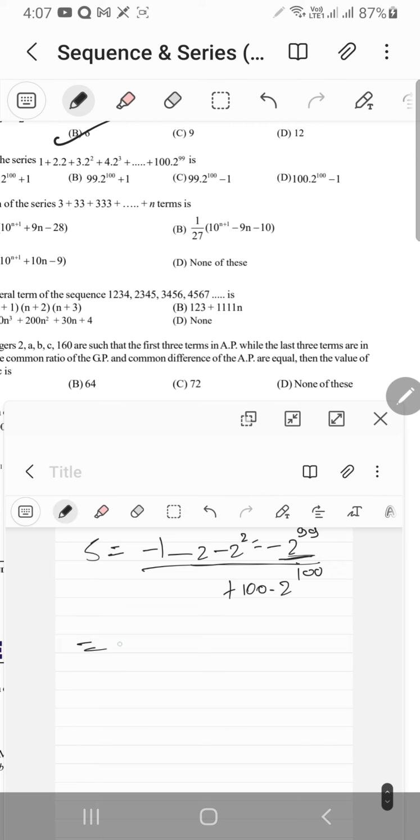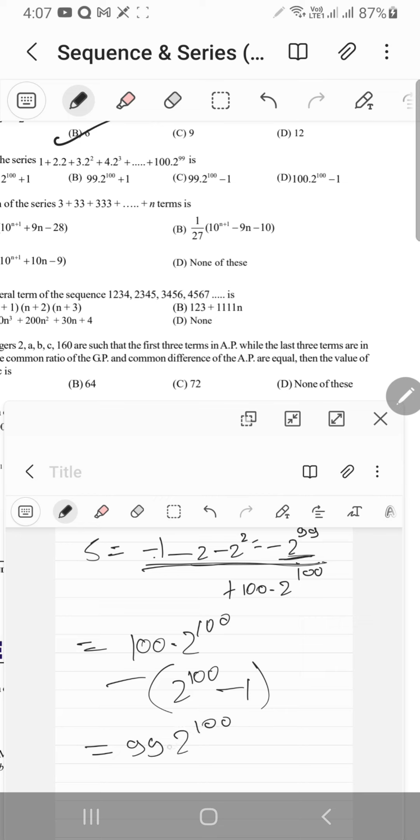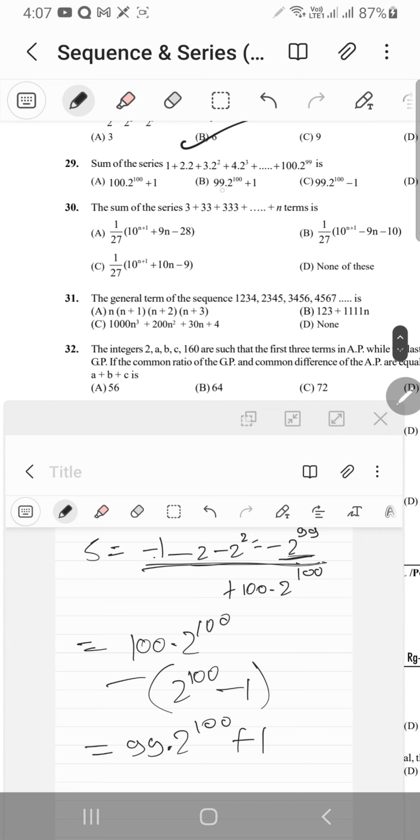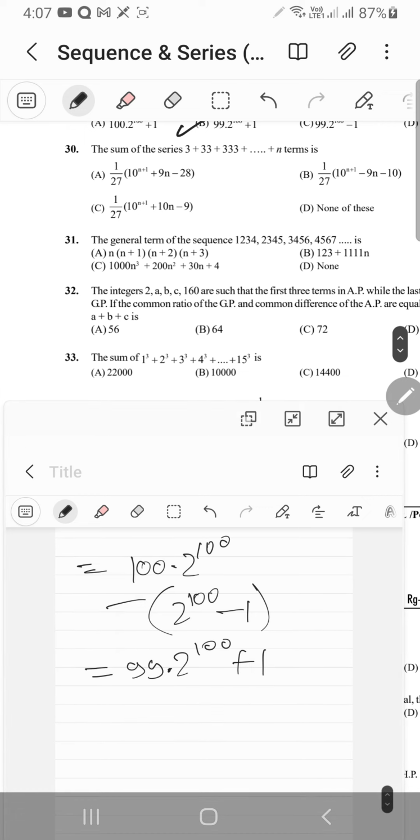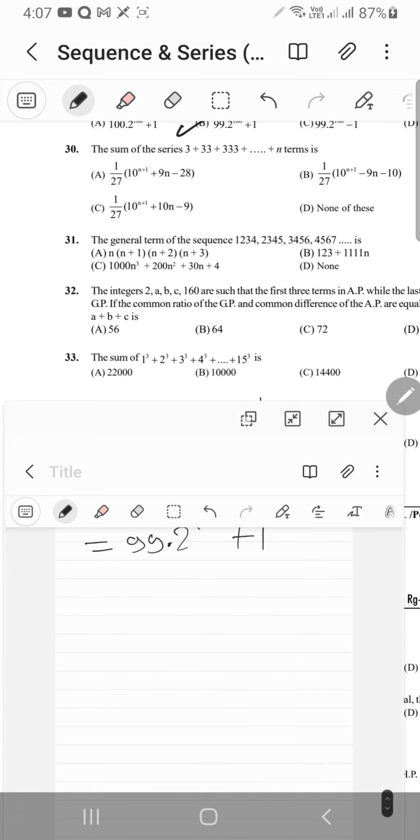Okay, then what is this going to be? It's like 100 times 2 power 100 minus this thing, 1 plus 2 plus 2 square all the way to 2 power 99. That's 100 terms. So start with 1, right? So it's just 2 power 100 minus 1 upon 2 minus 1, which is 1. That's 99 times 2 power 100 plus 1. Cool.